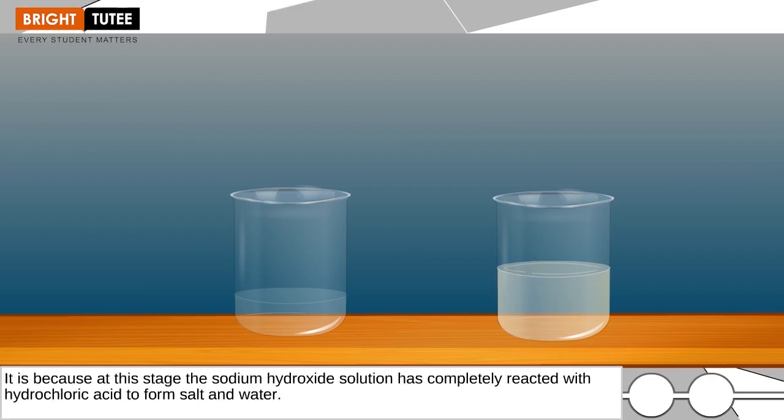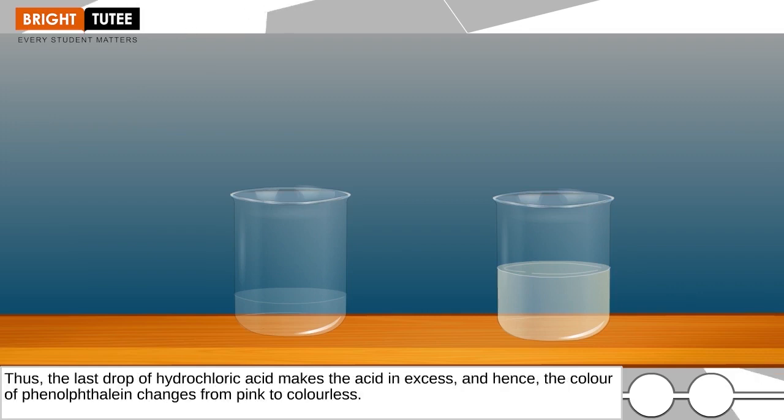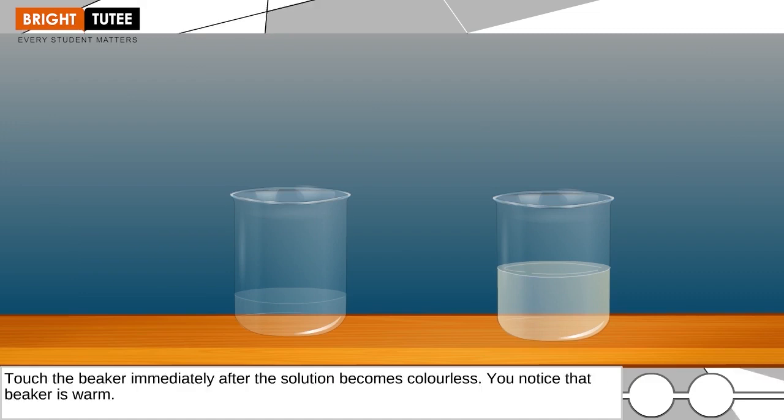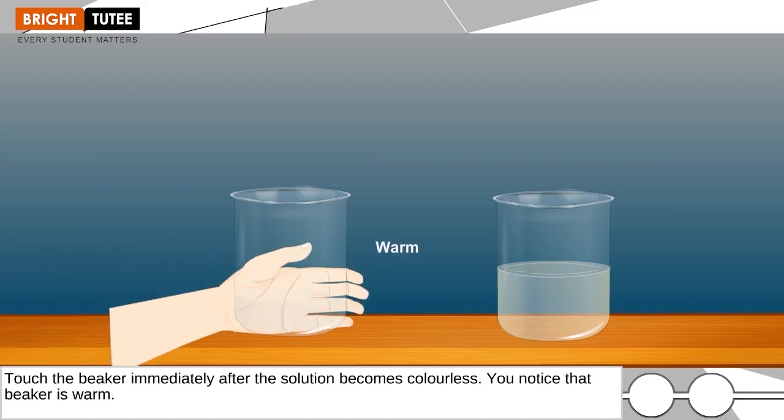It is because at this stage, the sodium hydroxide solution has completely reacted with hydrochloric acid to form salt and water. Thus, the last drop of hydrochloric acid makes the acid in excess, and hence the color of phenolphthalein changes from pink to colorless. Touch the beaker immediately after the solution becomes colorless.